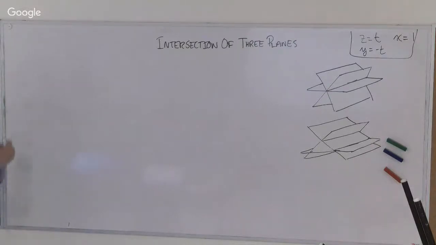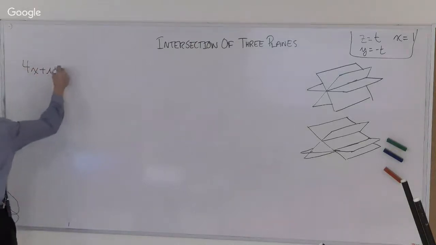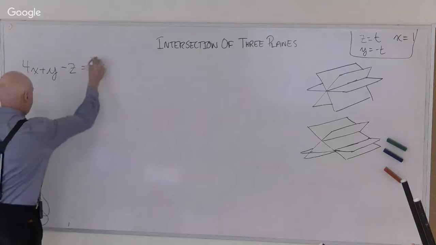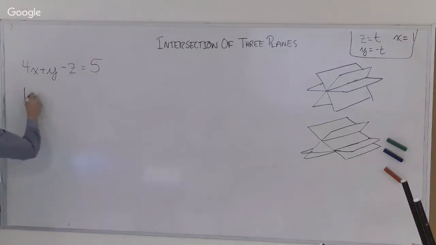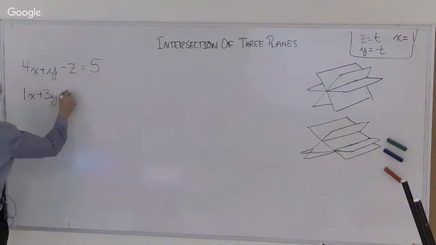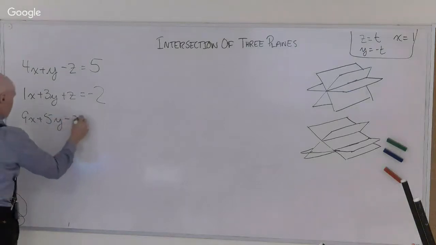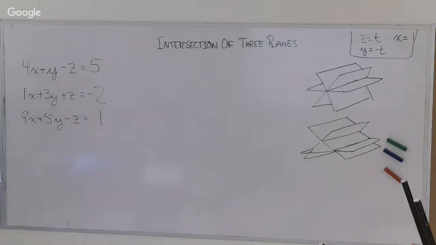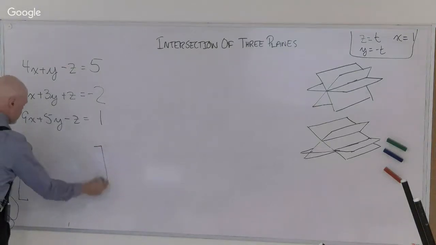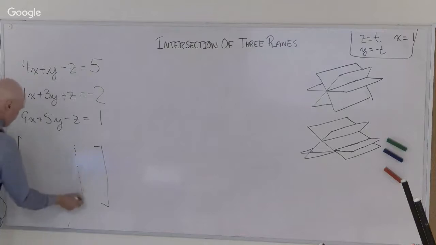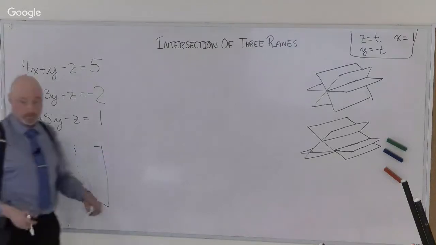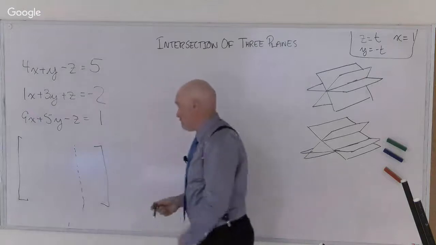Here we go. x plus y minus z is equal to 5. 1x plus 3y plus z is equal to -2. And 9x plus 5y minus z is equal to 1. Let's turn this into a matrix. Put a line down there. It's called the augmented matrix, by the way. The line means that's where the equal signs would go.